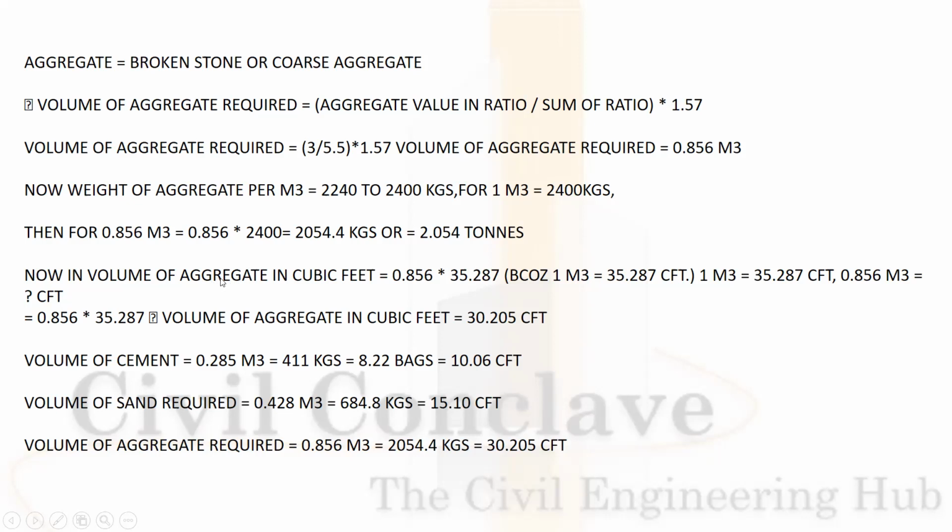Now if we convert it into CFT, it requires 30.205 CFT. Now the summary. Volume of cement 10.6 CFT, volume of sand 15.110 CFT, volume of aggregate is 30.205 CFT.